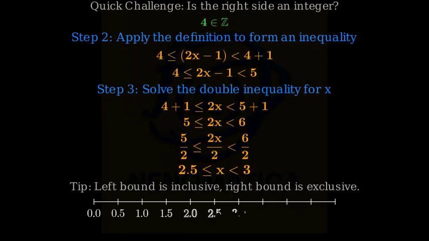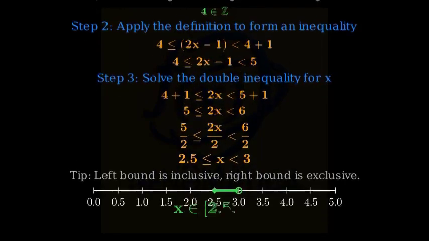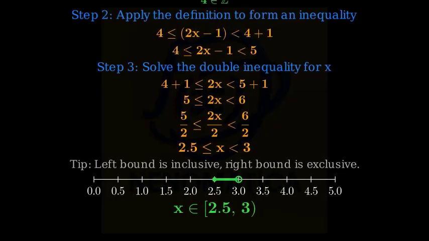Let us visualize the solution on a number line. A closed point at 2.5 and an open point at 3, with the interval shaded in between. Therefore, the solution set is all x in the interval from 2.5, inclusive, up to 3, exclusive.